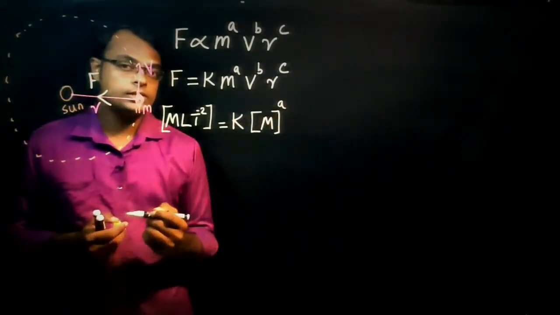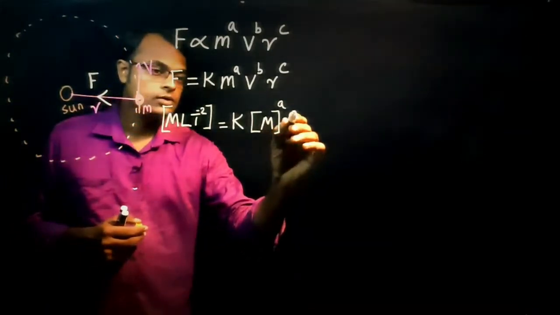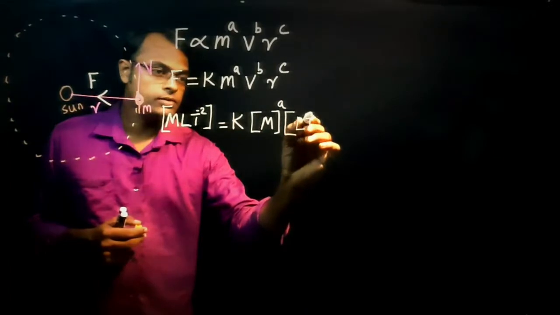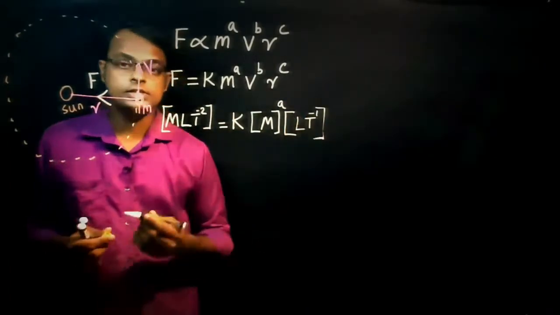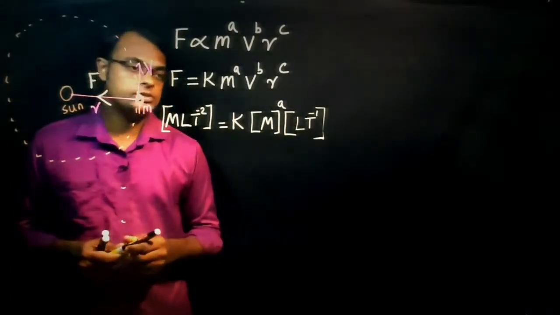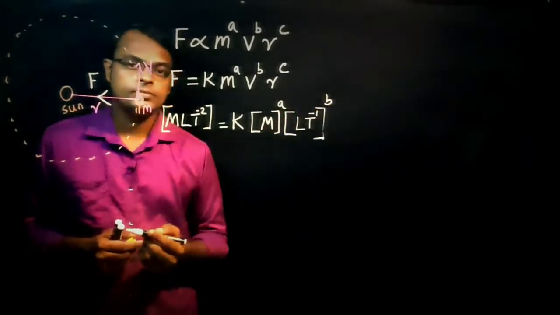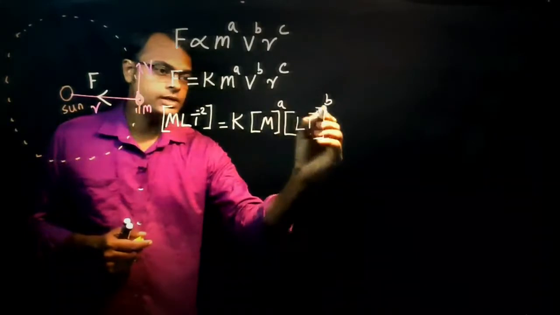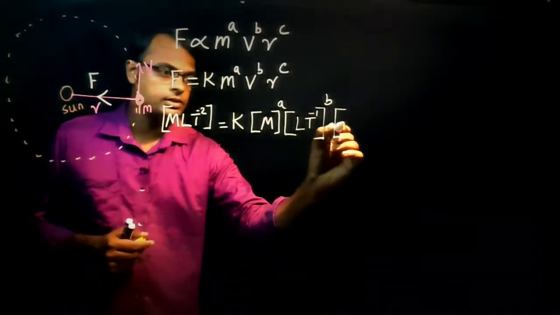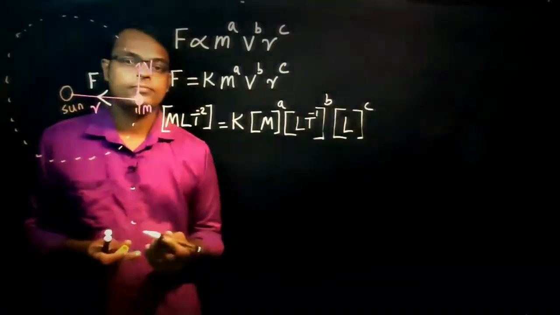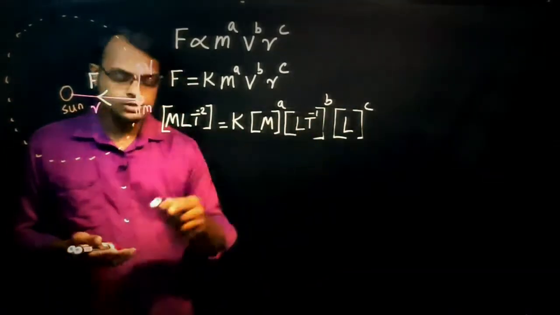Next is velocity. What is the dimension of velocity? We write it as l t to the power minus 1, that is meter per second, all to the power b. One more quantity is radius. Radius means length, so one length, all to the power c. Now you just open this bracket.